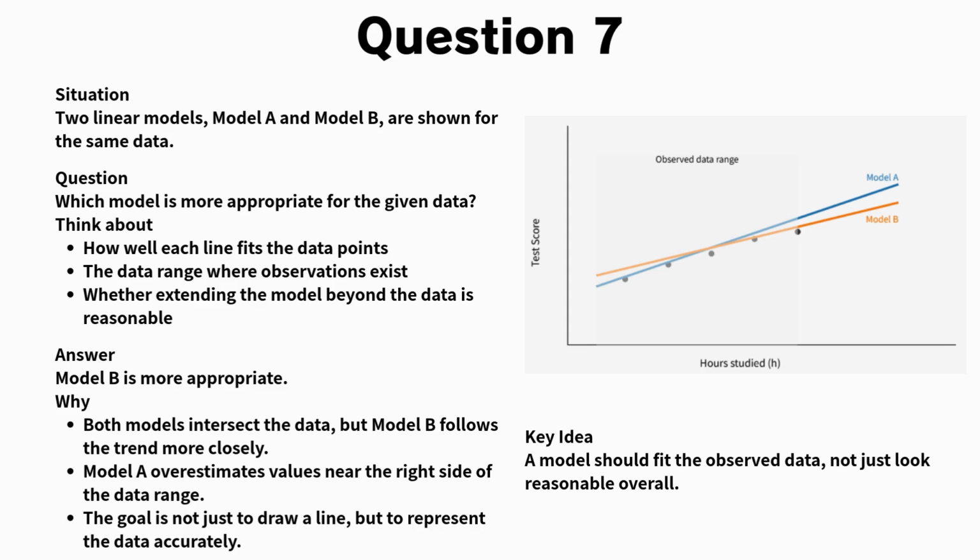So even though both models are mathematically valid, Model B is the better choice because it more faithfully represents the real-world data. Always remember, the best model is not the most aggressive one, but the most accurate one within context.